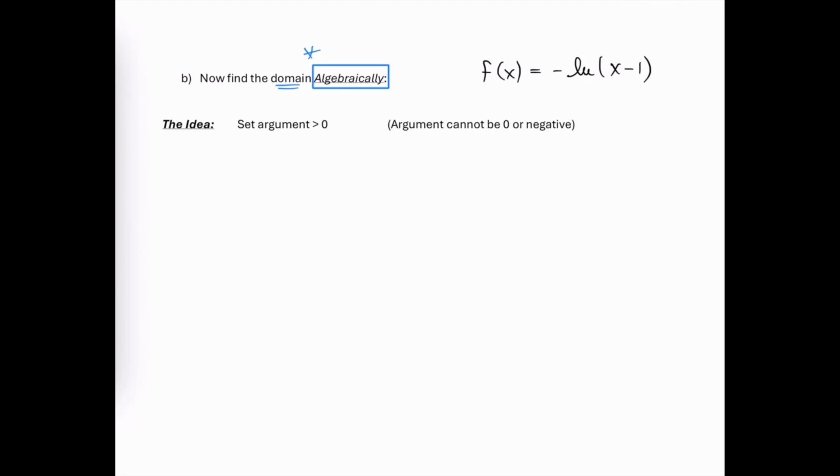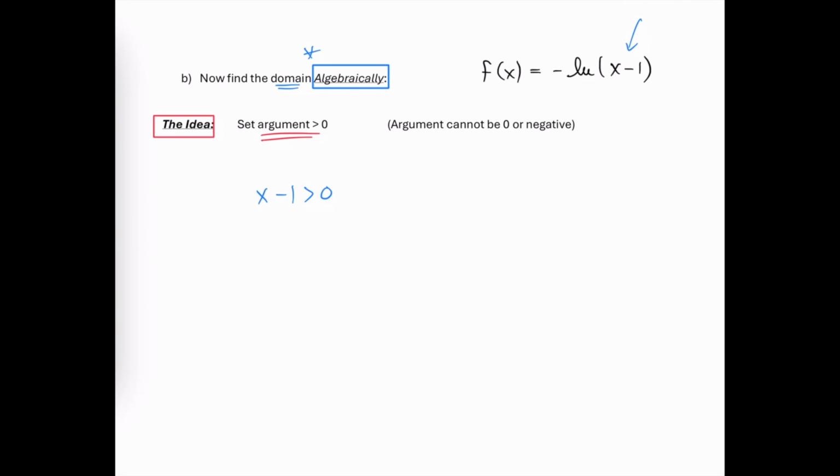We want to move forward with finding the domain algebraically because it's not always easy to graph a logarithmic function by hand. This function had some pretty clean transformations. The idea for finding the domain of a logarithmic function algebraically is that we want to set the argument greater than 0. The argument of a logarithm cannot be 0 or negative, so we want to figure out who are the x values that ensure that our argument is positive.